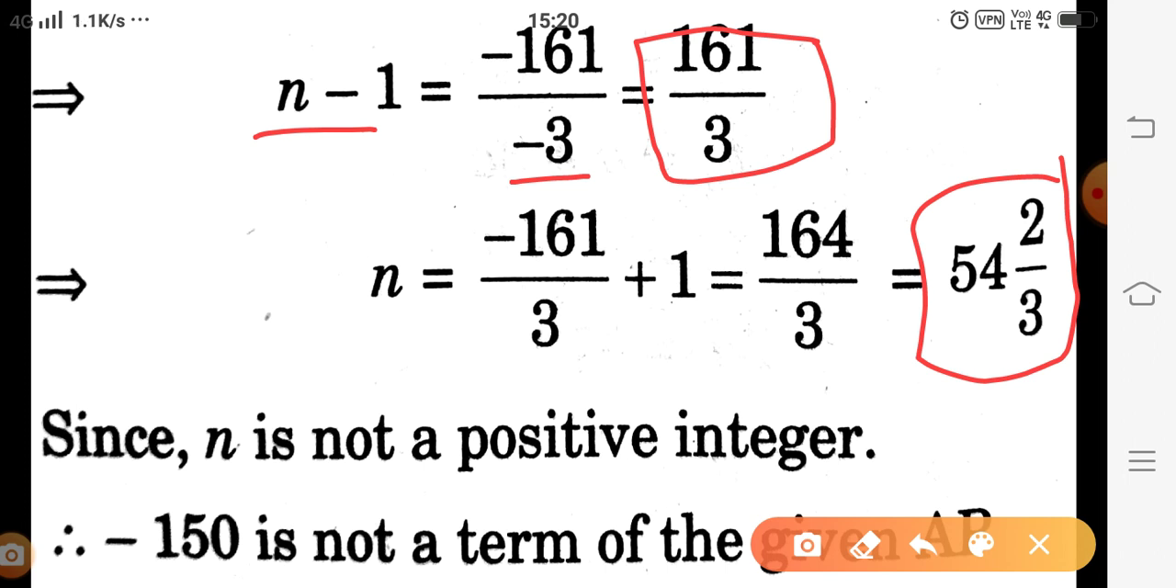And if you are not getting n as a positive integer, it means that minus 150 is not a term of the given AP. If you are getting a positive integer on solving this, then yes, it should be a term. But here, what we are observing is that it is not a positive integer. The value of n we are getting in mixed fraction, it is not an integer.